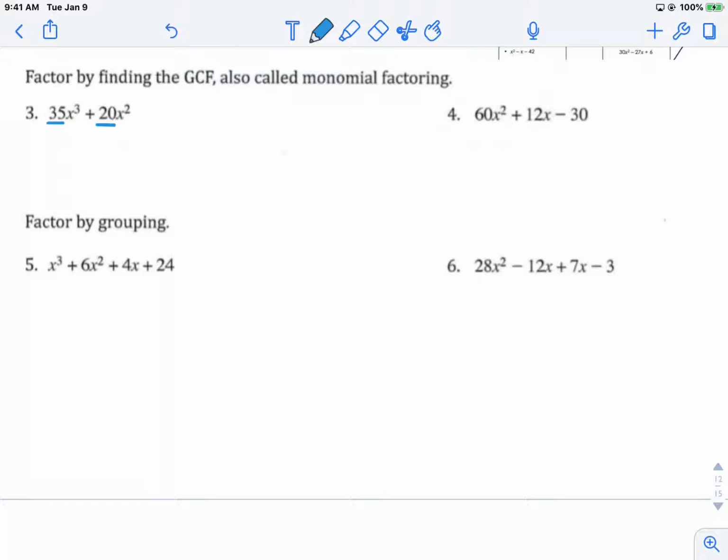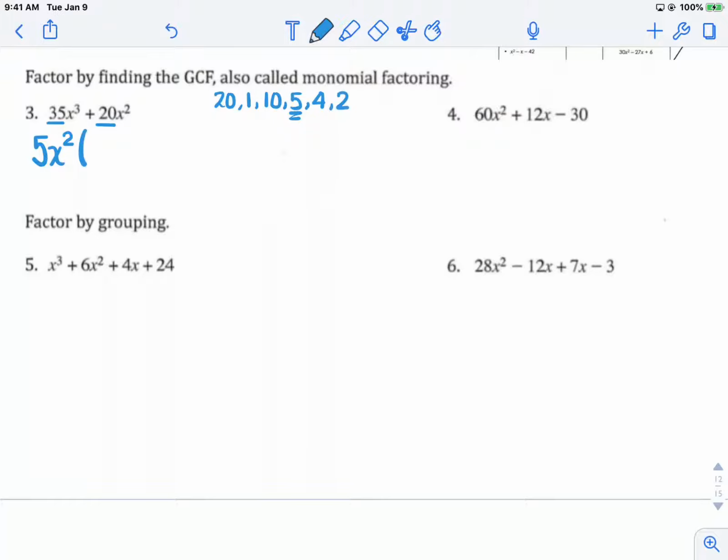So it's got to be 20 or smaller. And the factors of 20 are 20, 1, 10, 5, 4, and 2. And the largest one that's also a factor of 35 is 5. So I'm going to GCF factor a 5 out. Then x cubed and x squared both have at least 2 factors of x. So that is my GCF, or monomial factor, that I'm undistributing, if you want to think about it that way.